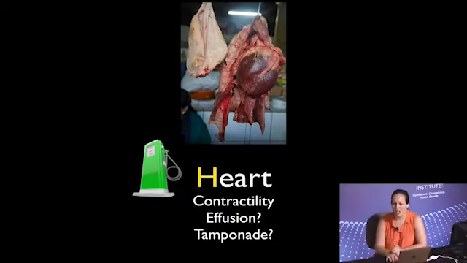So I'll just warn you right now, I like disgusting pictures of animal organs from when I travel.